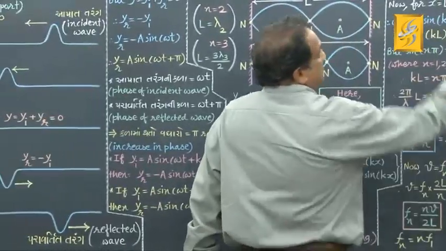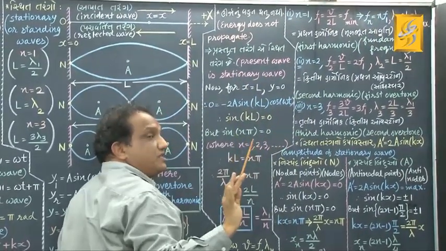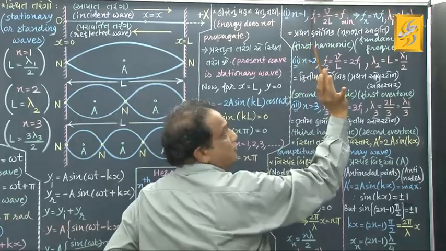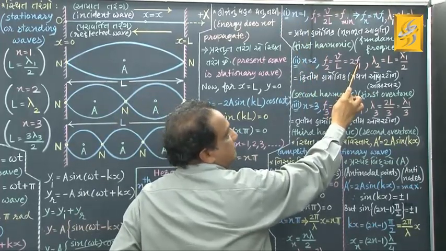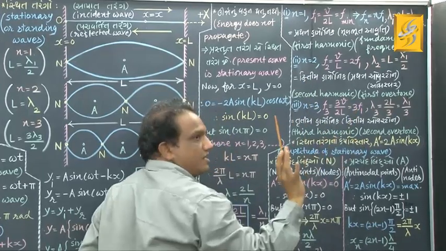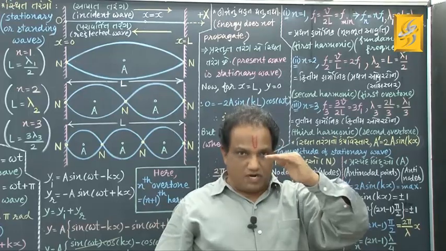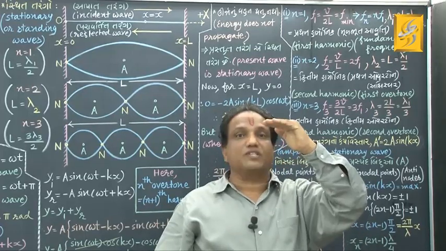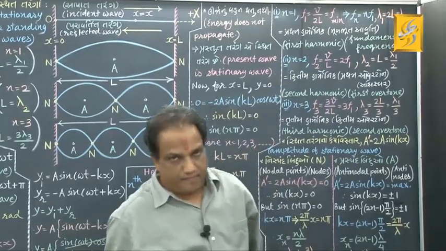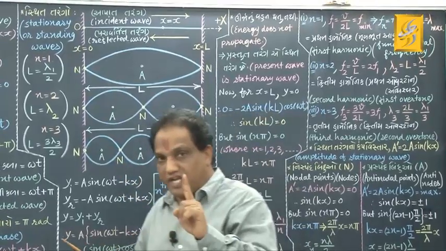Now, suppose this minimum frequency is, just assume, 100 Hertz. If this F1 is 100 Hertz, then 100 into 2 is 200 Hertz, 100 into 3 is 300 Hertz. So F1 is 100 Hertz, F2 is 200 Hertz, F3 is 300 Hertz, F4 is 400 Hertz, and so on. Now tell me, how do you get these patterns in the string, which is not explained in the textbook?